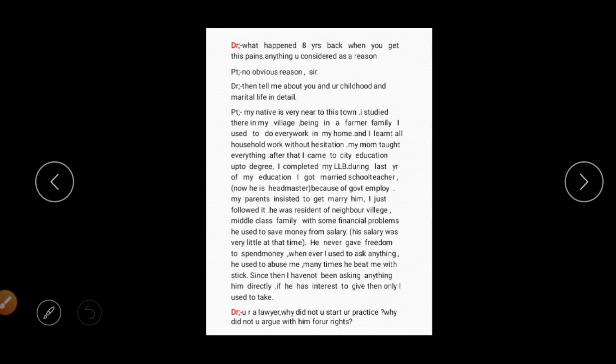So her husband has financial problems. He always used to save money from the salary. At that time his salary was very little, and I never had the freedom to spend money. Whenever I asked for my necessities, he used to abuse me. Many times he beat me with a stick. Since then I have not been asking him for anything directly. If he has the interest to give, then only I take it.